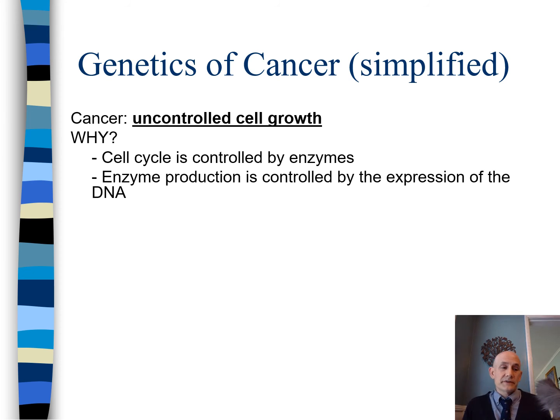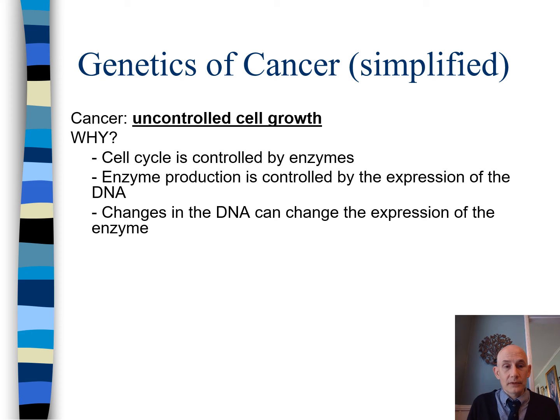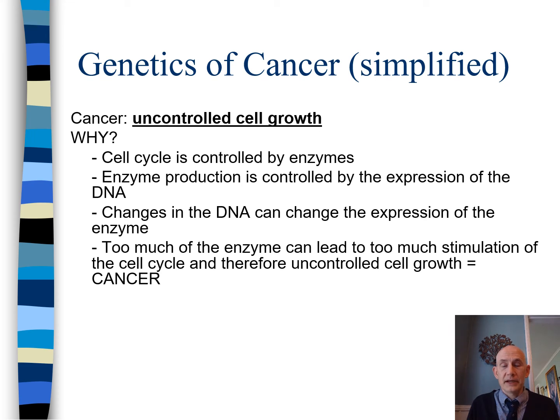The cell cycle is controlled by proteins and enzymes. So the overexpression of some of these enzymes could change the way that the cell grows. And this could be because you have extra promoters being made. Maybe you have a gene that makes the promoter being made in excess.